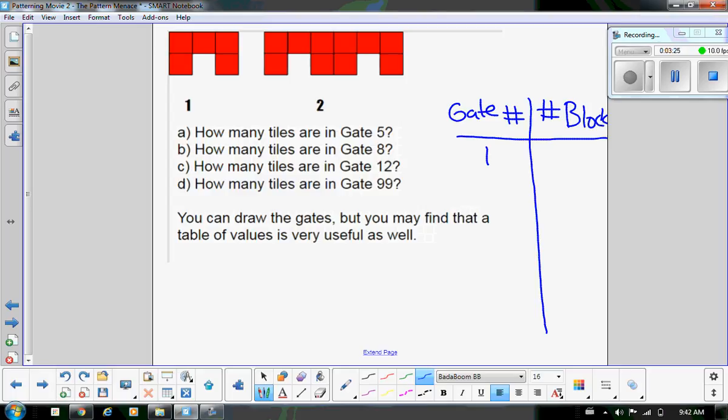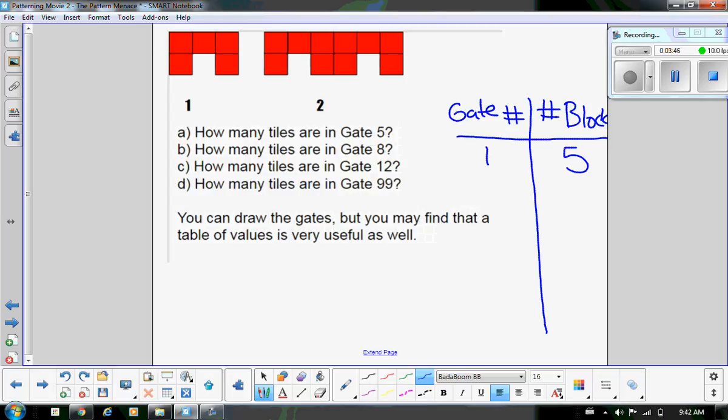Emily, loud voice. 5. There are 5. Excellent. The force is strong with her. Good projection. I like that. Gate number 2. This one, we have to count very carefully. How many blocks are in gate number 2?